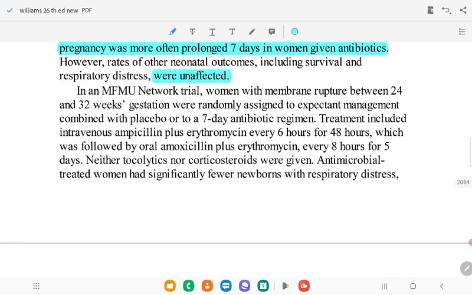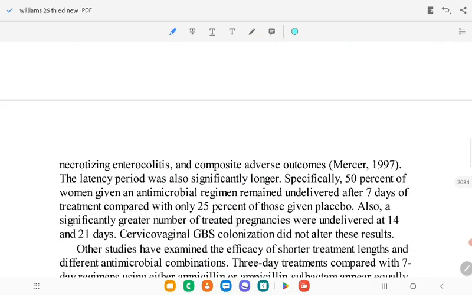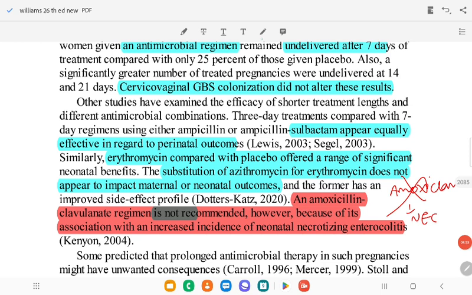Women with membrane rupture between 24 to 32 weeks gestation were treated with intravenous ampicillin plus erythromycin every 6 hours for 48 hours, followed by oral amoxicillin plus erythromycin every 8 hours for 5 days. Neither tocolytics nor steroids were given. Antimicrobial-treated women had significantly fewer newborns with respiratory distress and necrotizing enterocolitis. Remember this: amoxiclav is contraindicated. Amoxiclav is not recommended because of its association with an increased incidence of neonatal necrotizing enterocolitis.